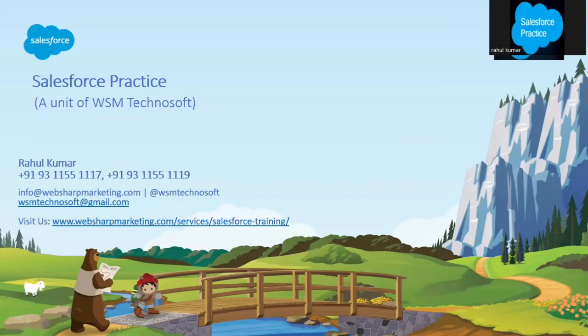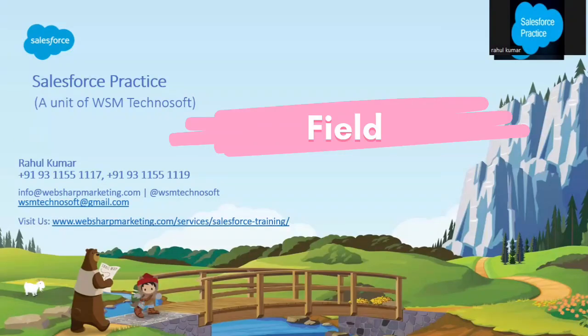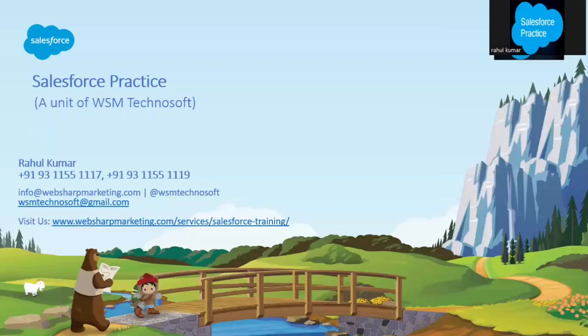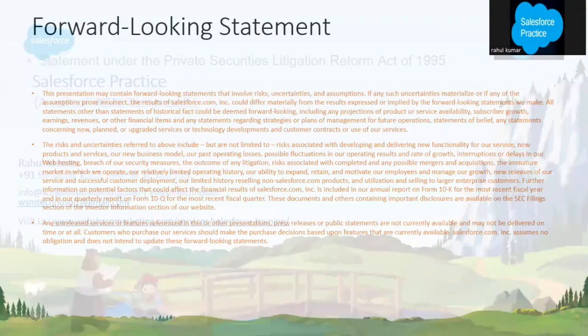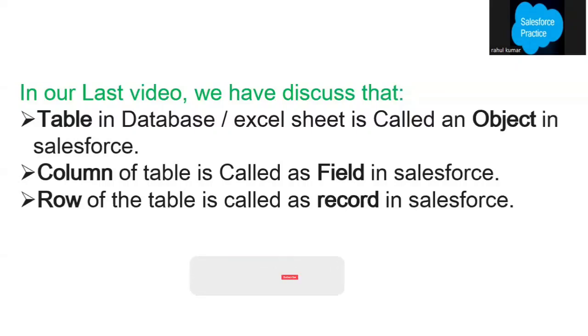Okay, so in our previous video, we discussed what an object is and how we are going to create a new custom object. Now, today we will discuss fields. I hope it is clear what an object is. A table in a database or a table in an Excel sheet we are calling an object. A column of the table we are going to call a field in Salesforce, and a row of the table is called a record in Salesforce.